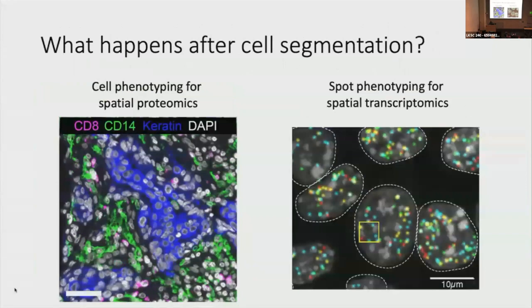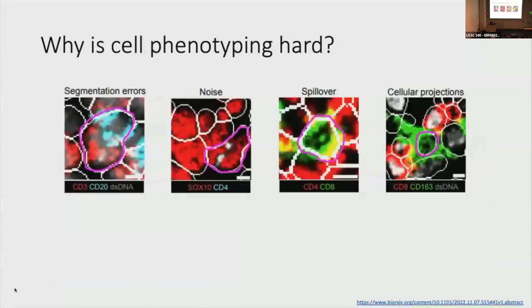Okay, for the remaining 7 minutes, I'll talk about what happens after cell segmentation. Here, I just want to bifurcate into the proteomic space and the transcriptomic space. In the proteomic space, as everyone's seen, the big thing that's remaining is cell phenotyping. For the spatial transcriptomic space, the big unmet need, in my view, is spot phenotyping. And we've been working on methodologies for both of them that are both accurate and also generalized. I won't belabor the point on why cell phenotyping is hard.